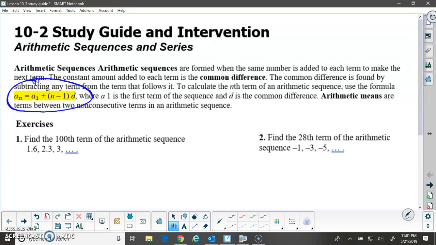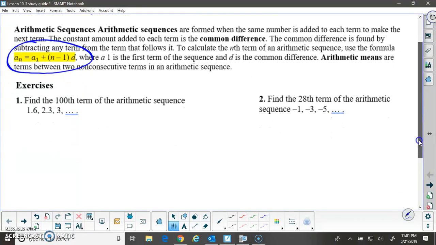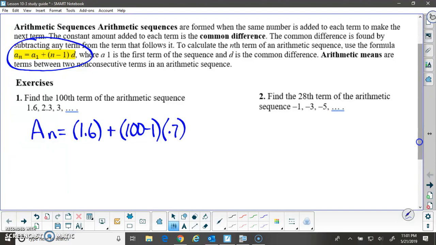on your study guide. That's for arithmetic sequences, and we're going to use that to solve some problems. Like number 1 says, find the 11th term of the arithmetic sequence. Sorry, the 100th term of the arithmetic sequence. So to do this, we put the first term of 1.6 in for A1. We're trying to find the 100th term, so 100 minus 1. And then can you tell that the common difference is that it's going up by 0.7 each time?